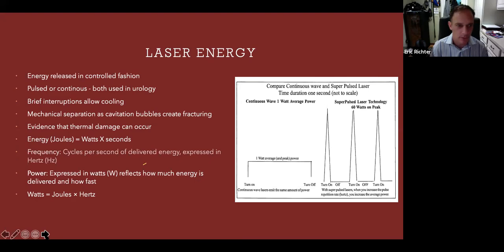So just some basic definitions to follow. Energy, the total energy in joules, is the watts times the seconds, in other words, time. Frequency, which is another important setting on your laser, is the cycles per second of delivered energy, expressed in hertz. And then the power, which is expressed in watts, reflects how much energy is delivered and how fast. And so watts is joules times hertz. The two big terms that you'll see on your laser that really matter are joules, which is the energy, and hertz, which is the frequency. And it's typically important that you record the total energy used.